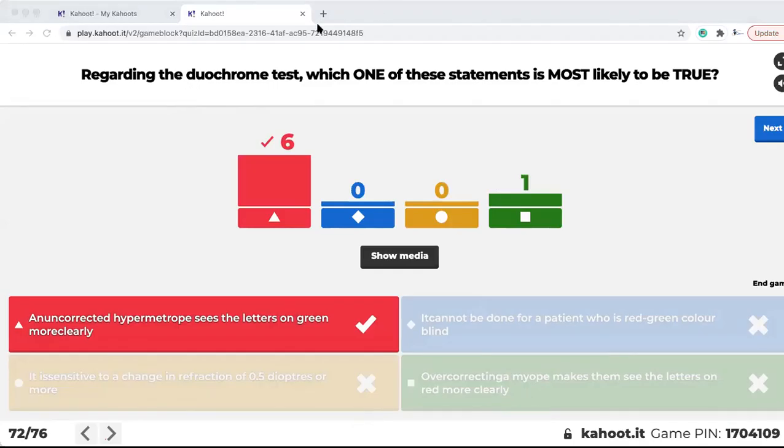So our target is to make the patients see the red and green the same for myopia, or the red to be slightly better.